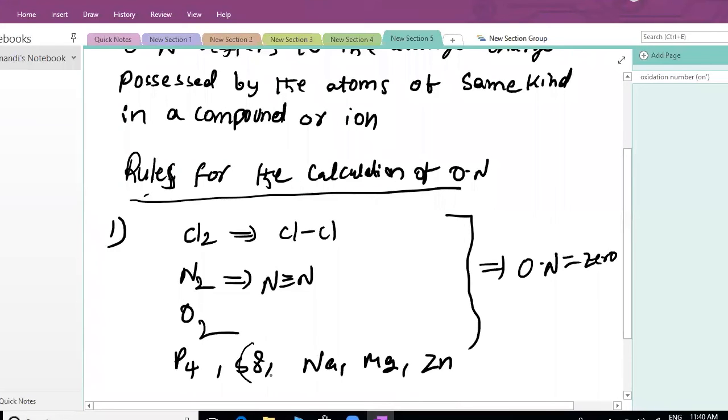This is S8, sir. You can write S8 like this. Sulfur, 8 atoms together they are combining. Phosphorus, 4 atoms present. Completed. Shall we move to the next point?